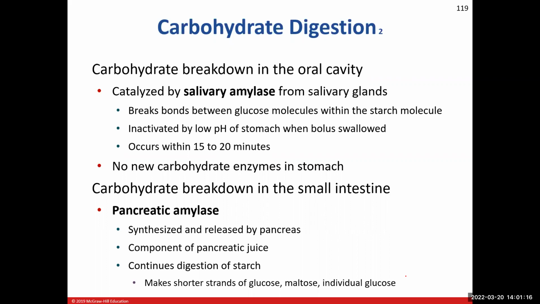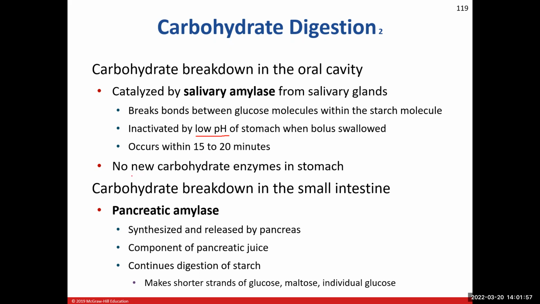The problem is, well, it's not really a problem, but we start to break down the starches in the mouth. Then when we swallow the starches and form that bolus as it goes into the stomach, the stomach pH, because it's so low, is going to deactivate that salivary amylase. So it puts a pause basically on that digestive process. No big deal, because once those glucose molecules, those carbohydrates, get into the small intestine, we'll pick up where we left off.